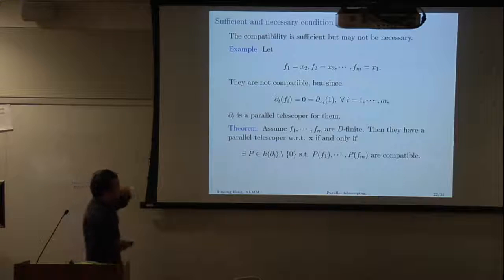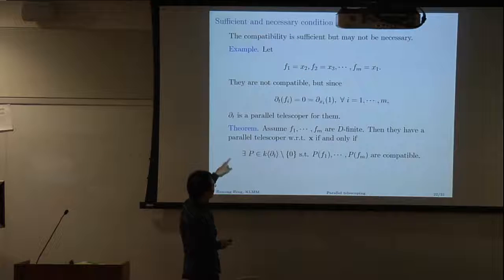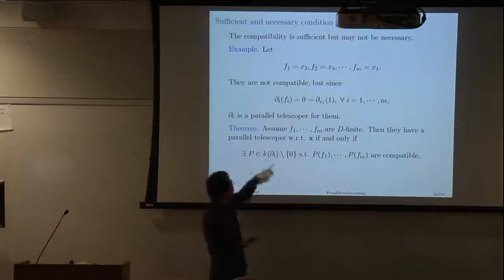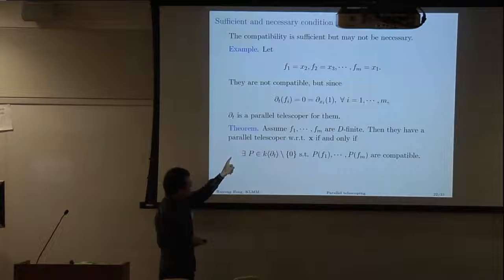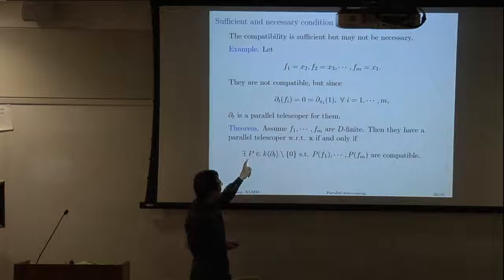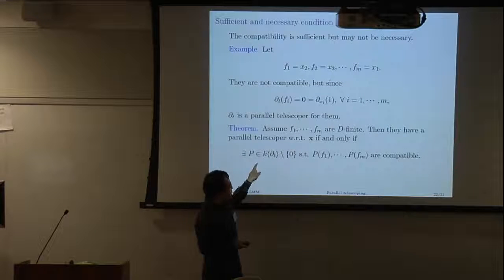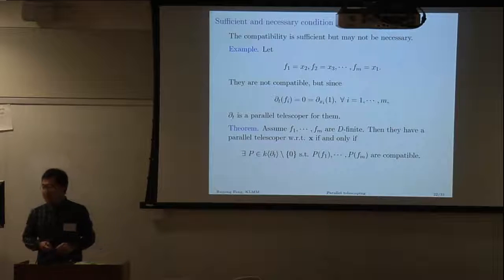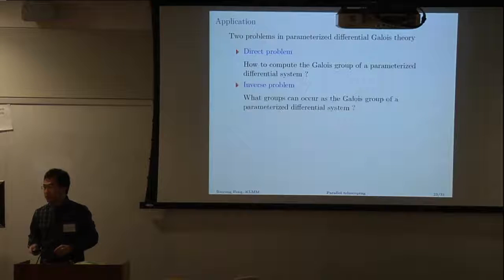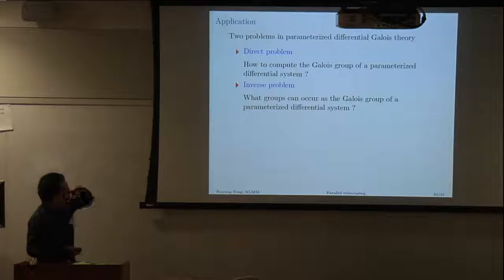Then we have the following result. This gives a sufficient and necessary condition. The Fi are definite, and then they have a parallel telescoper if and only if there is a non-zero linear differential operator P such that PF1, PF2, ..., PFm are compatible. And this is our main result.